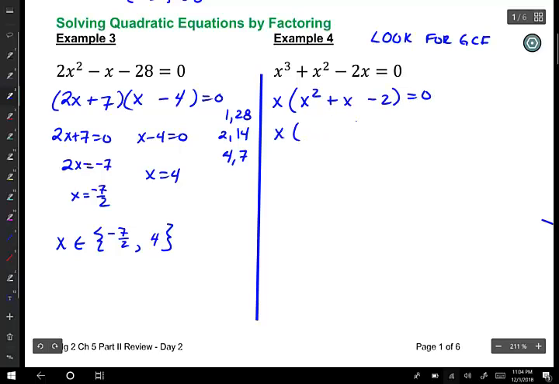I'm going to look to factor what's remaining because I have a minus sign at the back end. That means it's a plus and a minus. And I'm going to have an x and an x. What multiplies to 2 that adds to positive 1? That's positive 2 and negative 1. So because I have 3 factors, I set all 3 of my factors equal to 0.